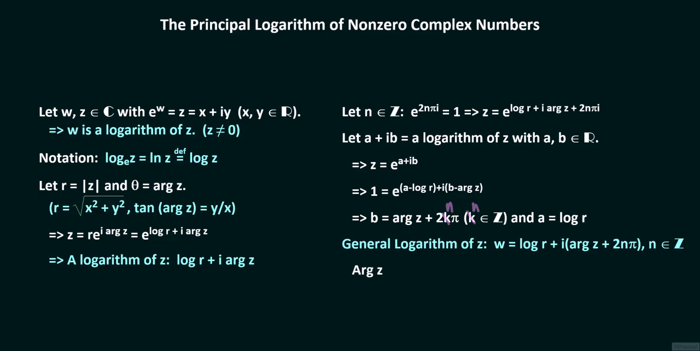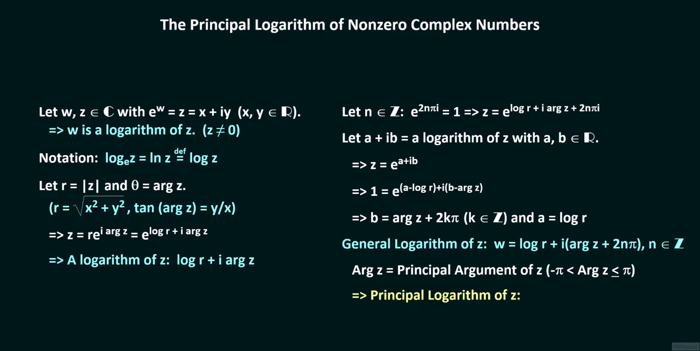Let Arg z with uppercase A be the principal argument of z. The principal argument of z is the argument of z that is greater than minus pi and less than or equal to pi. Corresponding to this, we define the principal logarithm of z as the real valued natural logarithm of r, or log r, plus i times the principal argument of z. Since every non-zero complex number has exactly one principal argument, each non-zero complex number has, therefore, exactly one principal logarithm. So now we have a logarithm function for non-zero complex numbers. We denote the principal logarithm of z as Log z with uppercase L.